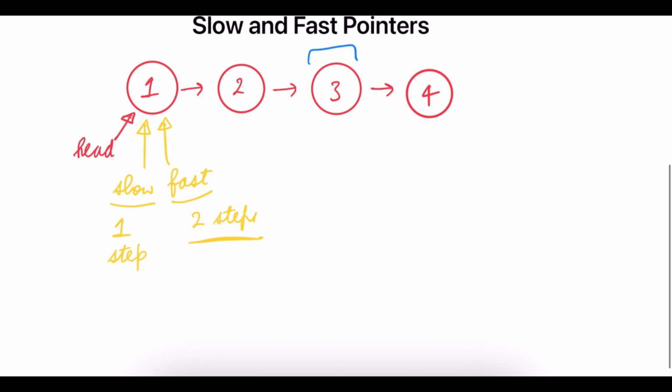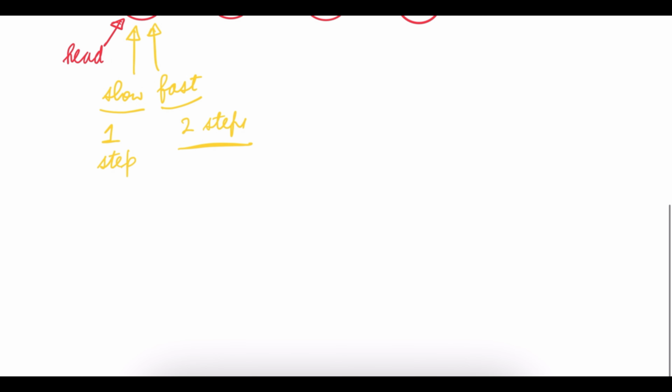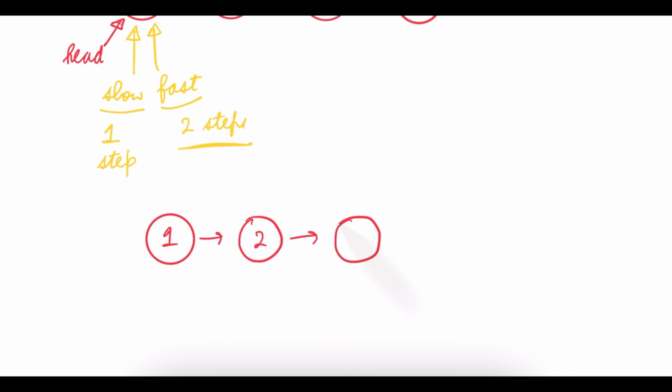At the next iteration, our linked list state will look like this, with node 3 and node 4. If we increment slow by one step, it would be here, and my fast would be here.